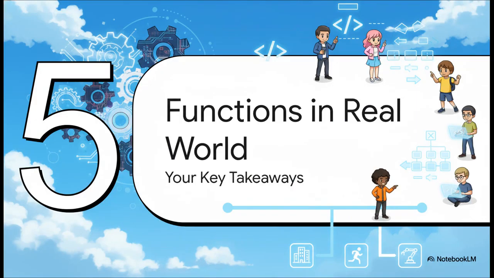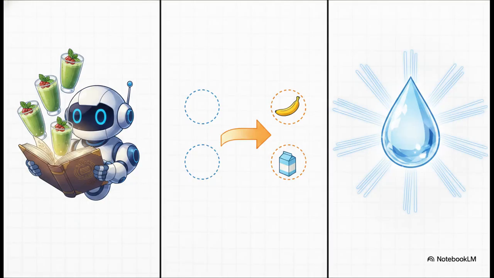Okay, let's bring it all home. Section 5, functions in the real world, and most importantly, your key takeaways from all of this. So if you remember just three things from our chat today, make it these. Number one, functions are just reusable recipes that save you from the nightmare of repeating code. Two, they use parameters as placeholders and arguments as the real values to stay flexible and useful. And number three, living by that DRY principle, don't repeat yourself, is the secret to writing clean, professional code that's actually a joy to work with.